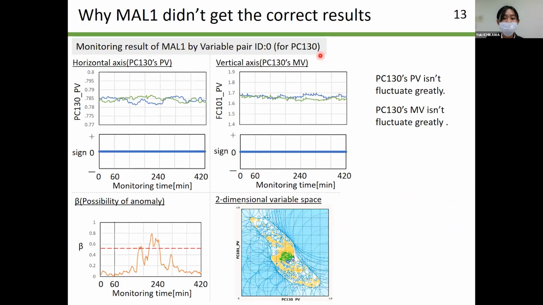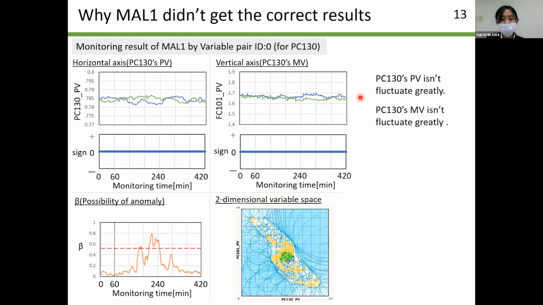Next, we explain why malfunction 1 didn't get the correct results. These are the monitoring results by variable pair, which is monitoring PC130, where the anomaly is actually occurring. The graph above shows the trend graph and the sign change of the variables on the horizontal axis and the vertical axis. The bottom right figure shows the variable space with these variables on the axis.